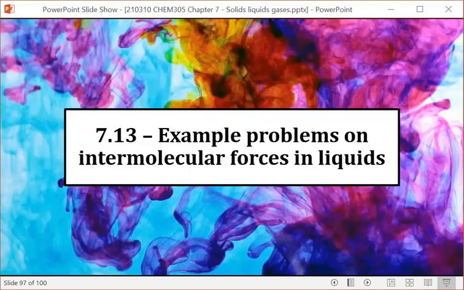So I'm going to, after this lecture, do an extra one where I just go through a few example problems on intermolecular forces in liquids. So if you want to see how we look at structures of molecules, determine the IMF, and then rank the boiling points or the melting points, those are the types of example problems I'm going to do in the next lecture.